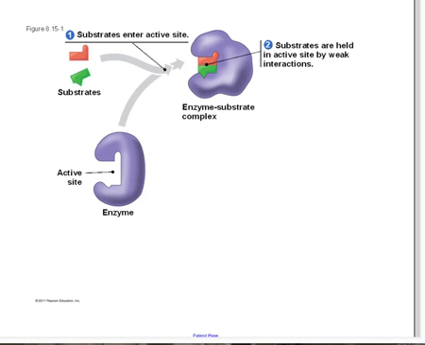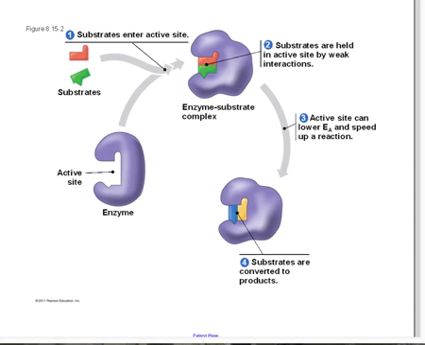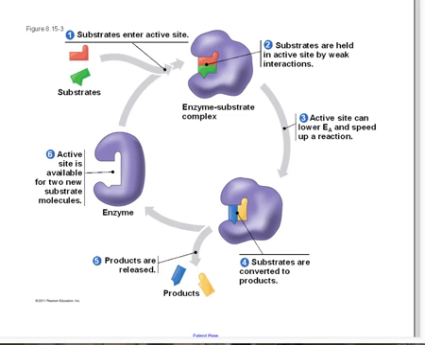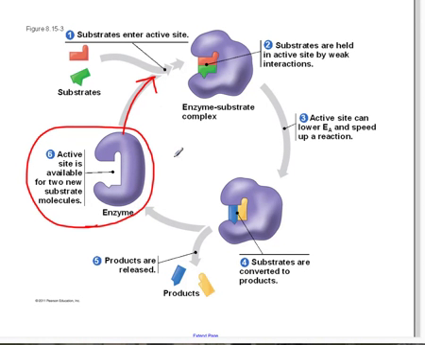So let's look at this process showing two substrates binding to an enzyme, held in a favorable environment by some weak interactions. The activation energy is lowered, and then the substrates are converted into product. The product is released, and the enzyme is now available to run the whole reaction again. So recycling, reusing that same enzyme over and over again in order to run a reaction.